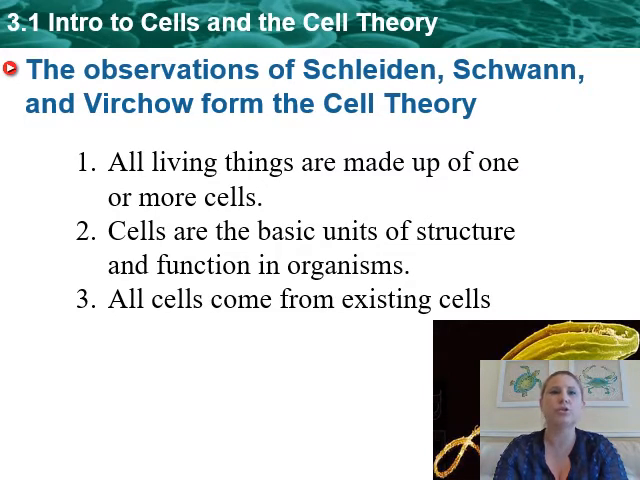All right, so the gentlemen that were on the last slide, Schleiden, Schwann, and Virchow, all helped form the cell theory. We have three parts to the cell theory. All living things are made up of one or more cells. Cells are the basic units of structure and function in living things, or in organisms. And all cells come from existing cells.